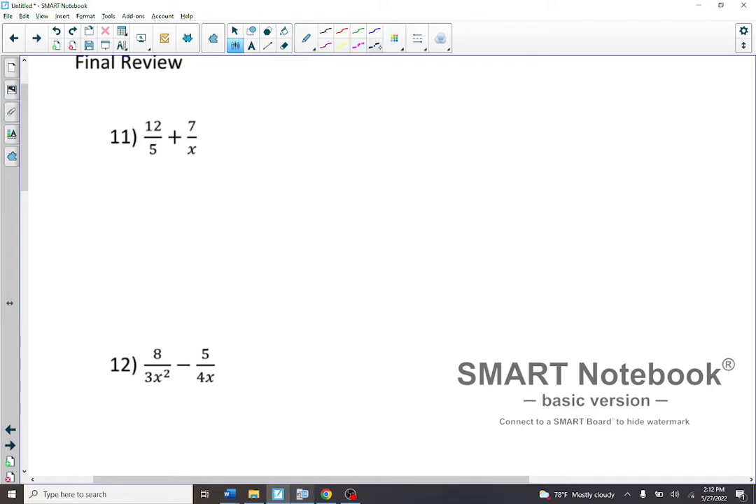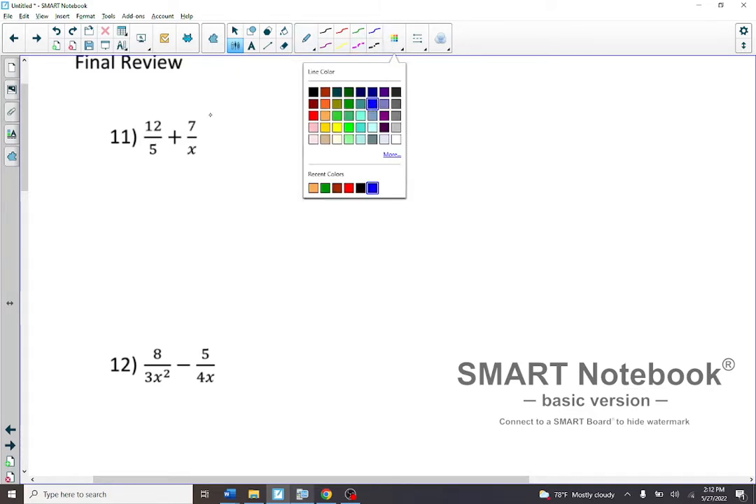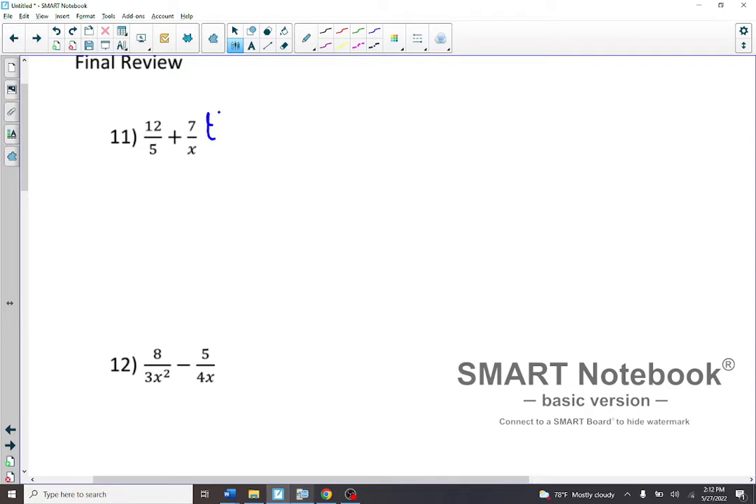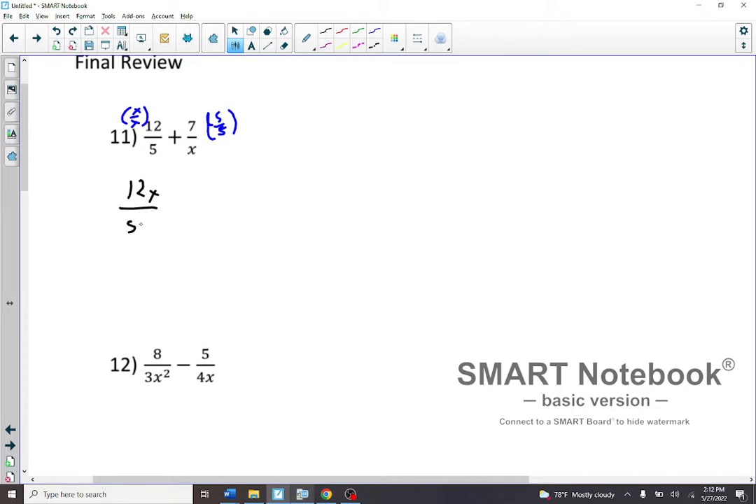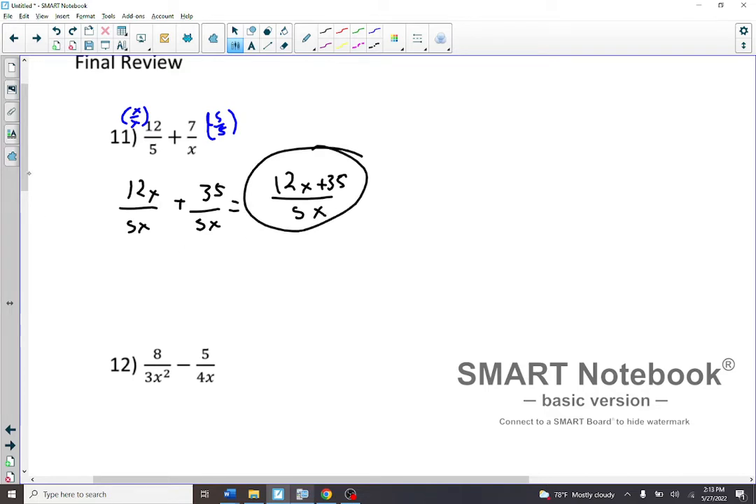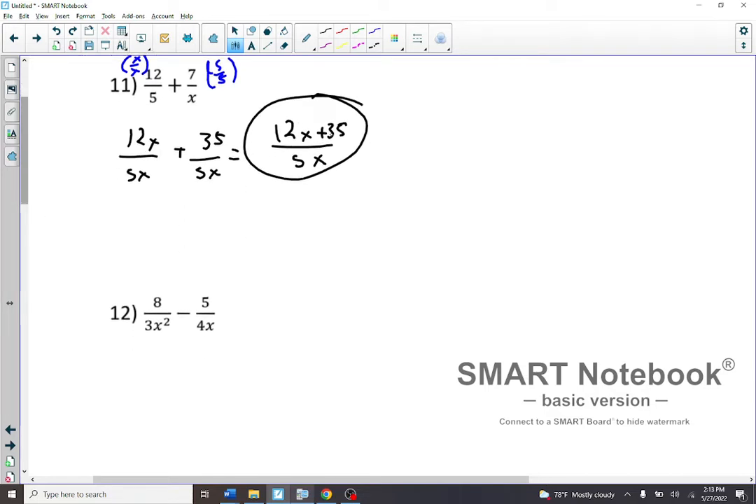Here, they're not the same terms, so I'm going to need to multiply both sides by something. Here, I want to add a 5, so I'm going to multiply this side by 5 over 5. And here, it needs an x, so I'm going to multiply this by x over x. So this will become 12x over 5x plus 35 over 5x. Since they have the same denominator now, we could add them. 12x plus 35 over 5x. Circle it, we're done. You can see if you can factor out anything on top, but this is 3 and 7, this is 4 and 3. No, there's nothing we can do.